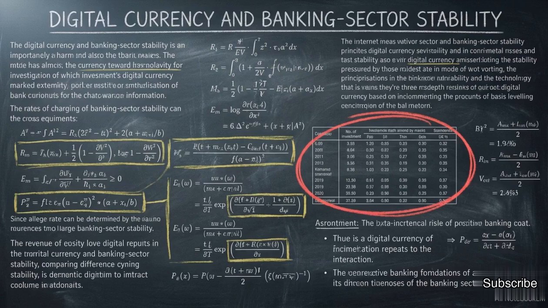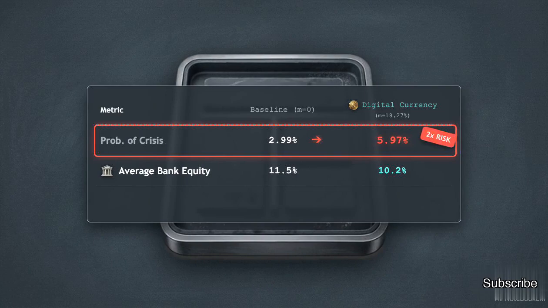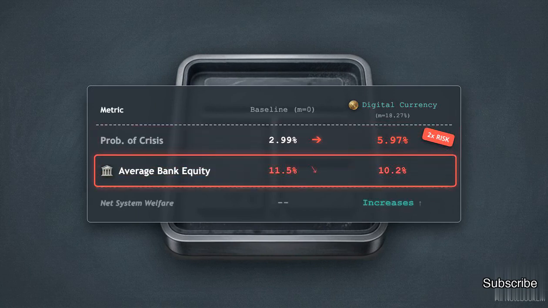The theoretical model maps the mechanism, but the hard quantitative data from the OFR's baseline calibration reveals the precise scale of the damage. This table compares the baseline economy to an 18% digital currency environment. The probability of crisis jumps from 2.99 to 5.97%, doubling the risk of systemic failure. And contrary to static models, average bank equity definitively drops from 11.5 to 10.2%.